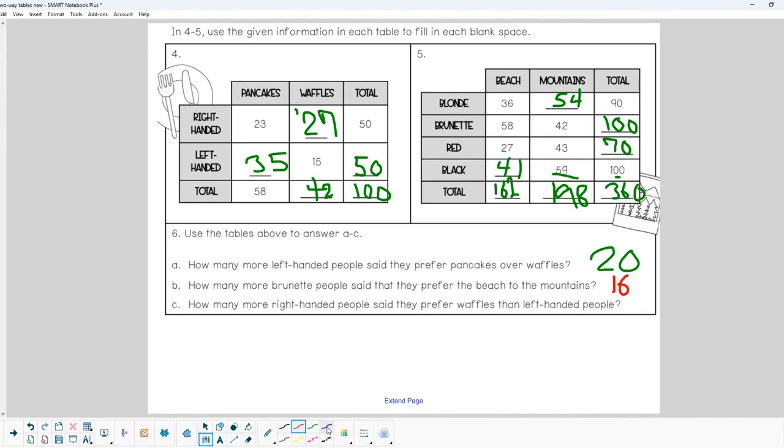And how many more right-handed people said that they prefer waffles than left-handed people? Okay, so we go to waffles. Right-handed people were 27 that prefer them, left-handed 15. So when we subtract those two numbers, we get 12. 12 more right-handed people said that they prefer waffles than left-handed people. Well, that's kind of crazy, isn't it?